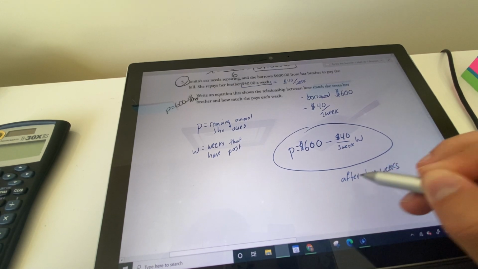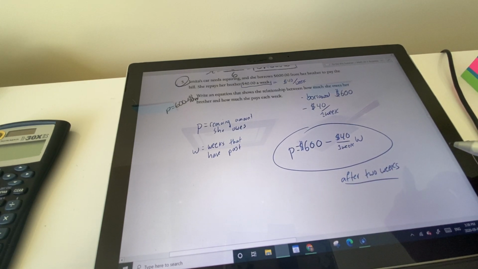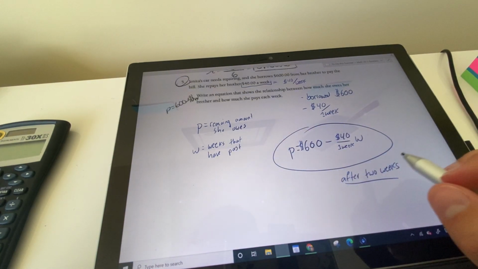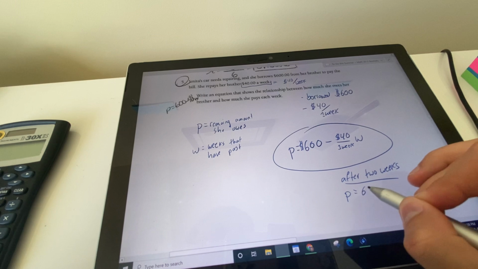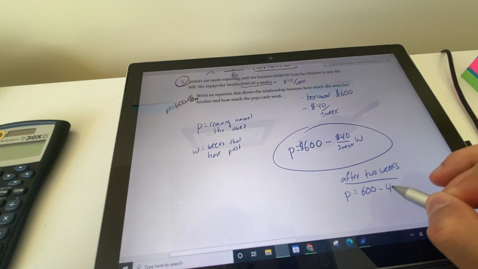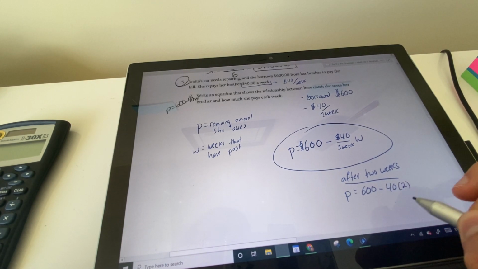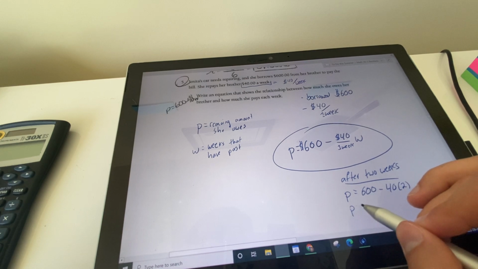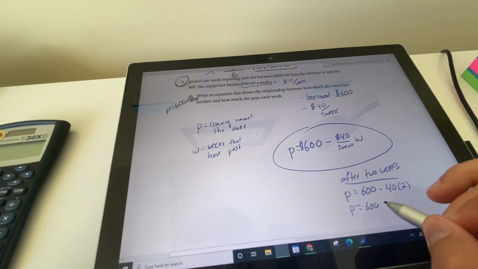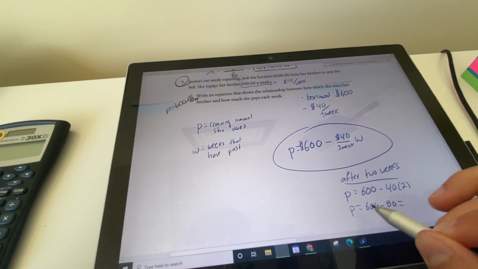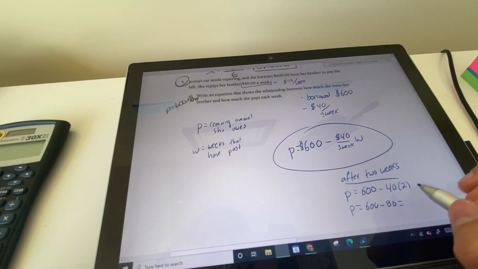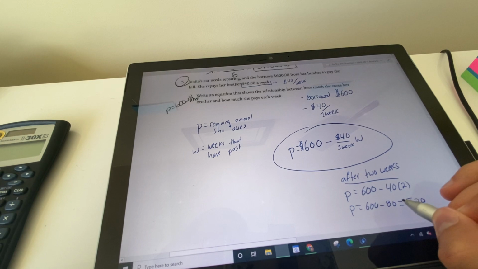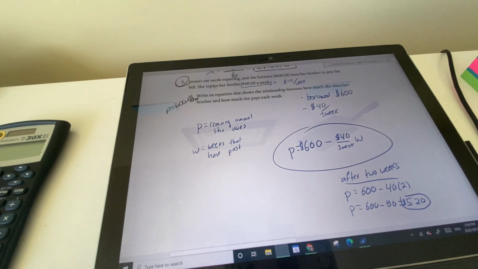If we do after 2 weeks, we can plug in our 2 for W because that's the amount of weeks passed. So P equals 600 minus 40 times 2. Here that becomes P equaling 600 minus 80, since 40 times 2 is 80. So we get $520. She still owes $520 after 2 weeks.